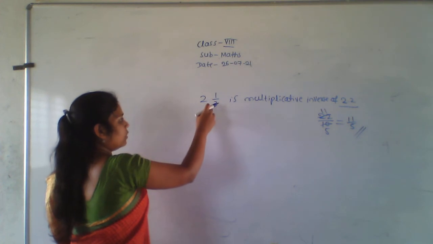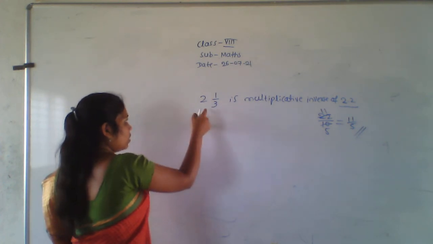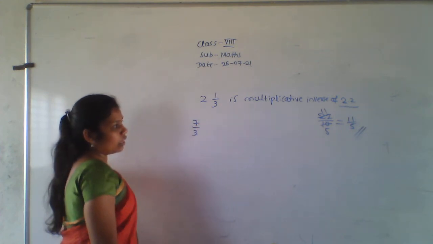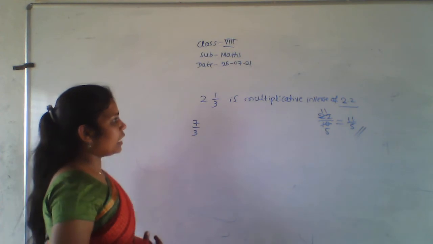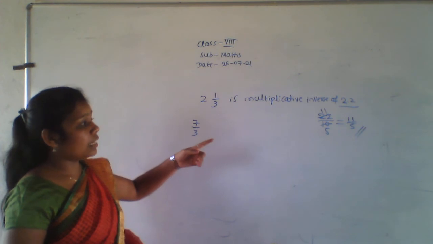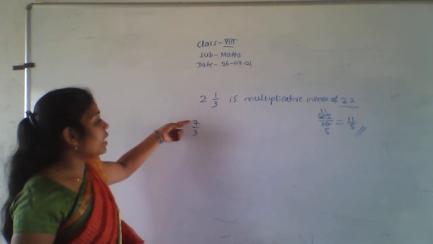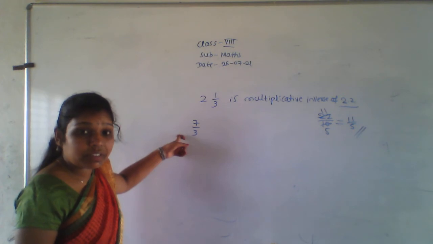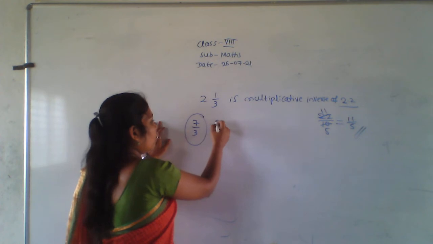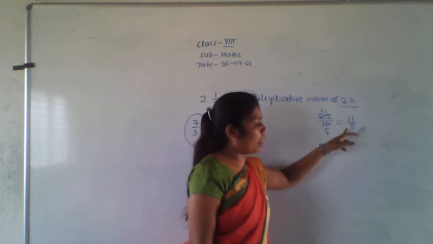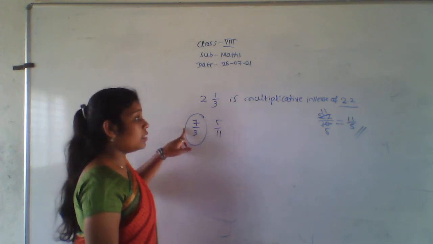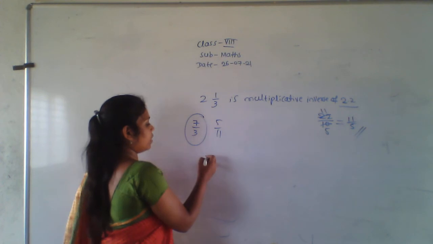Now simplify this one. 2 integer 1 by 3. 3 2s are 6. Right? 6 plus 1 is 7. 7 by 3. Okay. So whether it is the multiplicative inverse of 2.2. Multiplicative inverse of 2.2 means it must be 5 by 11. But we are getting here 7 by 3. Whether it is a multiplicative inverse? No. If it is a multiplicative inverse, this value must be what? 5 by 11. Because the value is here 11 by 5. Right? But we are getting 7 by 3. Then what can we say here? This is not a multiplicative inverse.